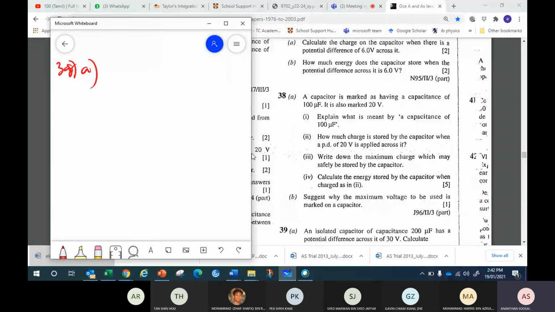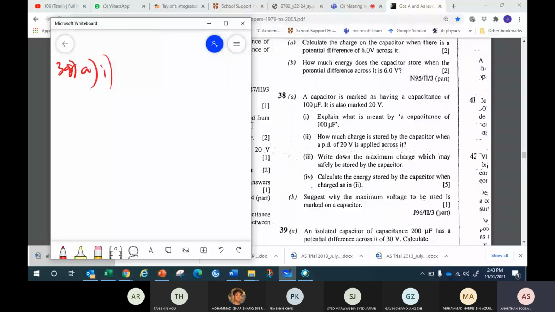38A, A1. So capacitor marked 100 microfarad, 20 volt. Explain what is meant by a capacitance of 100 microfarad. Anybody? Give a try. Wrong, never mind. Just give a try. It's a learning process, right? Anybody? What is meant by a capacitance of 100 microfarad?